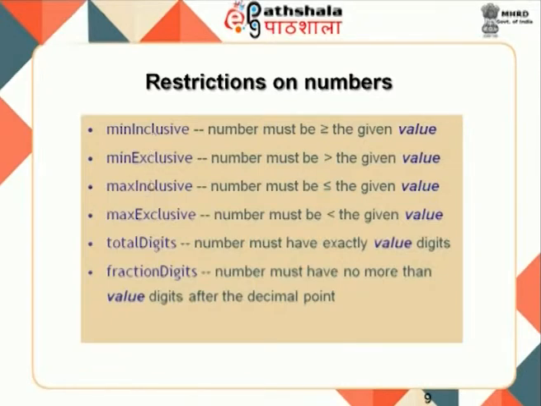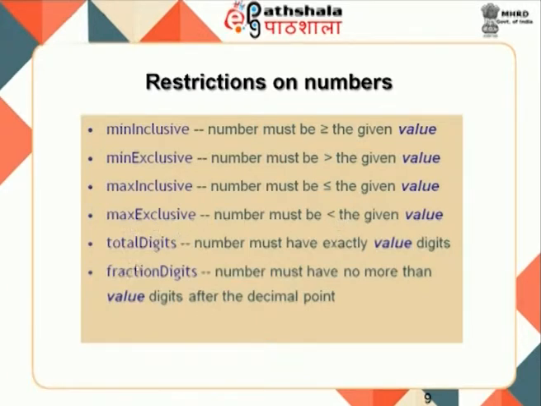So, we can have restrictions on numbers like min exclusive, min inclusive, max exclusive and max inclusive. Min inclusive means that it is greater than or equal to the given value. Min exclusive is greater than the given value. Max inclusive is less than or equal to, and max exclusive is less than.